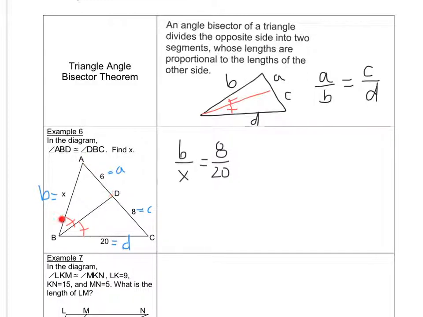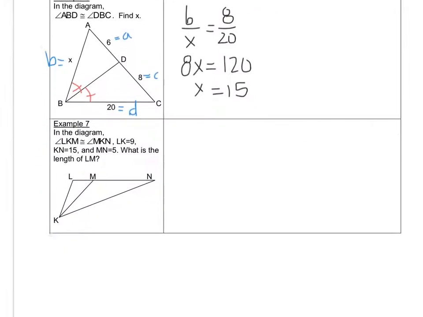This side over the side closest to it is equal to this other piece that's been divided by the angle bisector and the side that's closest to it. To solve this, we multiply to get 8x equals 120. Divide by 8 on both sides to get x equals 15. Okay, how about example 7?